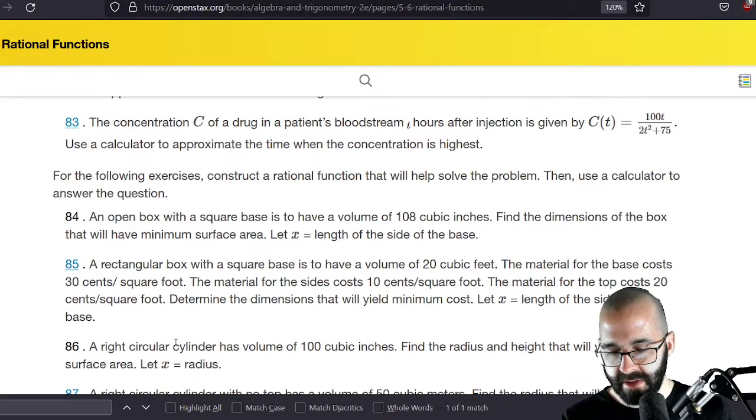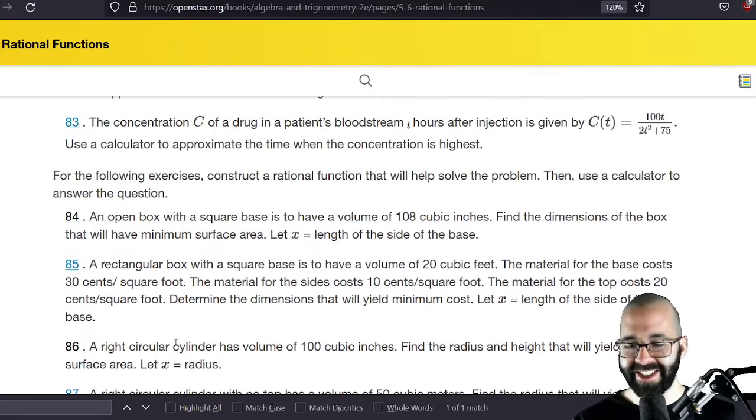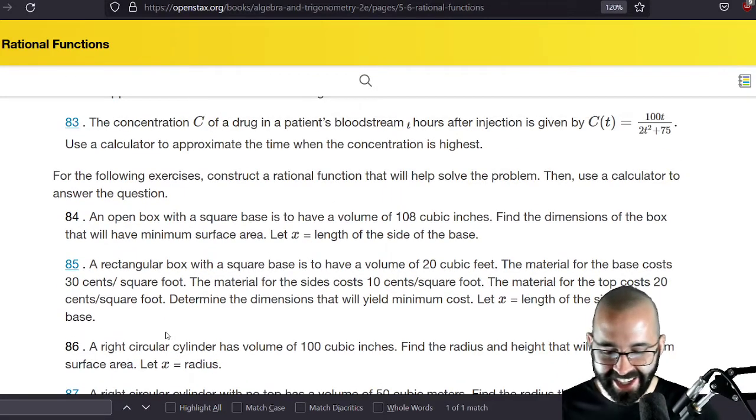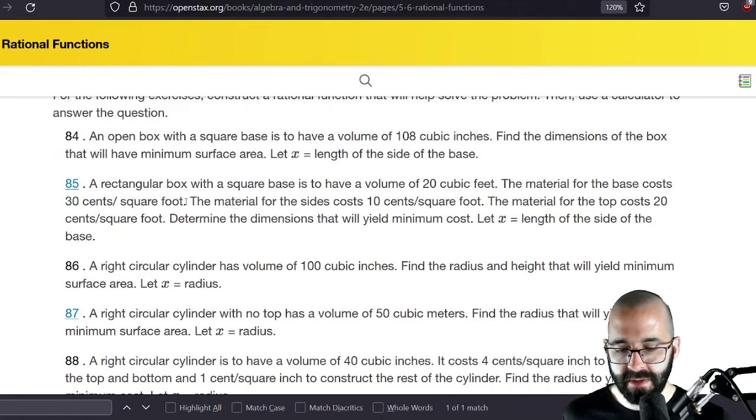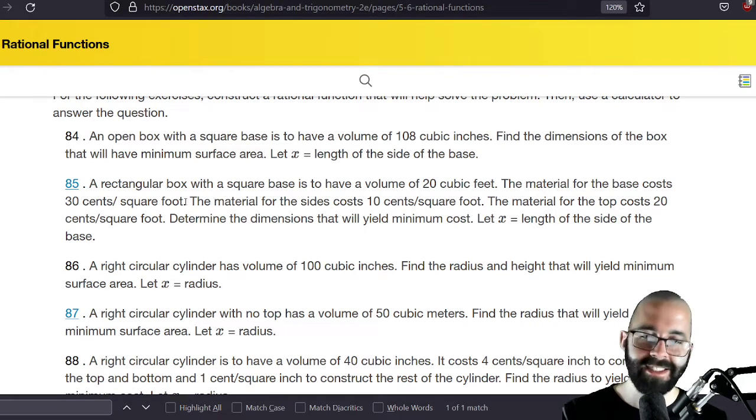85. Oh, this one's a good one. This is a homework problem. I chose this one because I knew you guys would like it. Construct a rational function that'll help solve the problem, and then use a calculator to answer the question. A rectangular box with a square base. Let's get our picture.